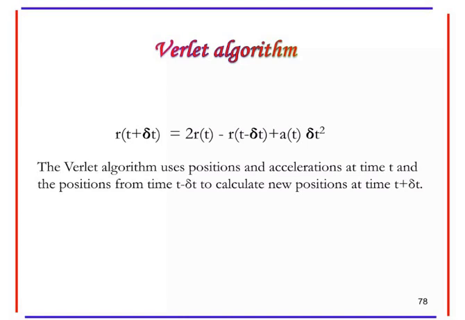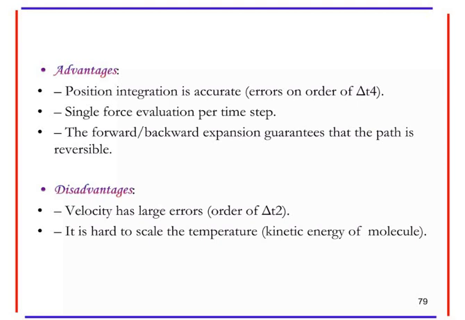Now the Verlet algorithm. You can see the Verlet algorithm uses positions and acceleration at time t and position at time t minus delta t to calculate a new position at time t plus delta t. Advantages: position integration is accurate, there is a single force evaluation per time step, and forward and backward expansion guarantee that the path is reversible. Disadvantage: velocity has large error and it is hard to scale the temperature, the kinetic energy of the molecule.